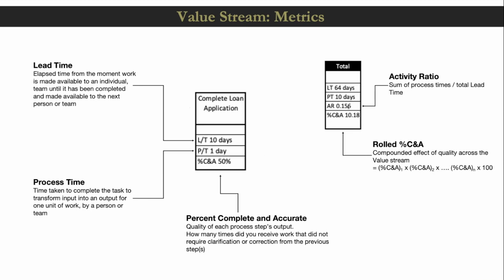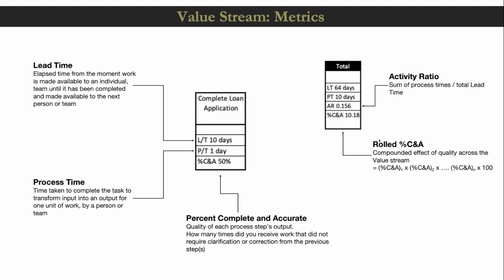Once we've done documenting metrics for each of these steps, we'd add them up, get to a total lead time, a total process time, and compute an activity ratio, simply indicating the total process time divided by the total lead time. And as you can see, 0.156 or 15.6% activity ratio leaves a lot of room for improvement. If you were able to reduce the lead time even by 10 days, that activity ratio is going to go up a lot.